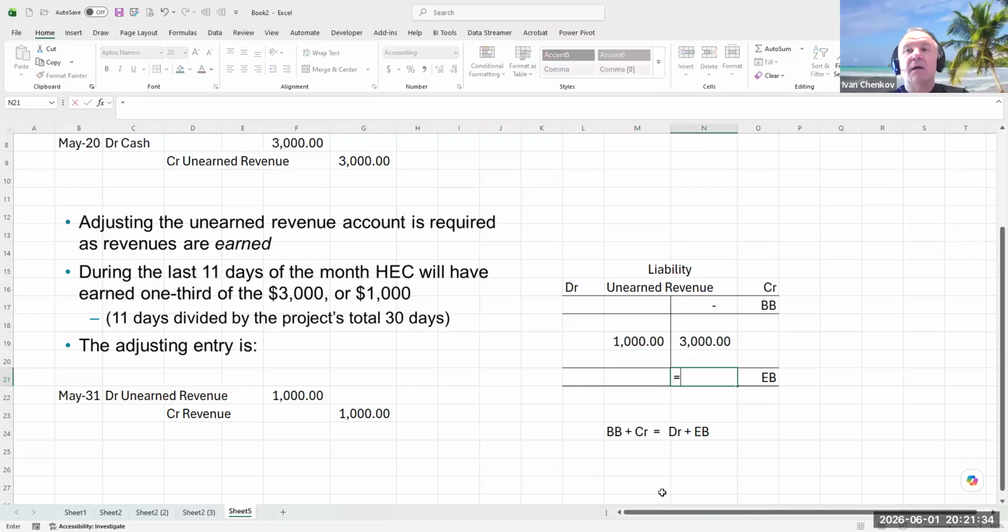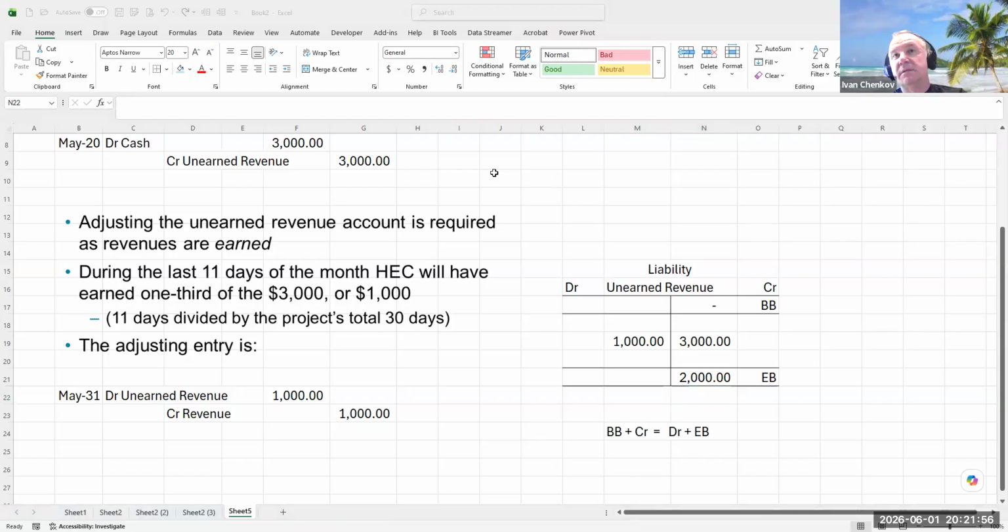And what will be our ending balance in this case? It's going to be beginning balance plus the credit minus the debit, which is $2,000. We're going to close this $2,000 when we provide the other 2/3 of the services. Until then, you're just sitting and waiting. Make sense? Let's go back to slides now.